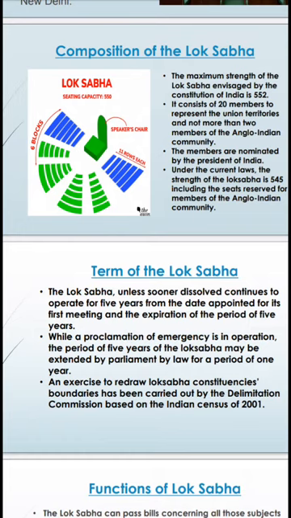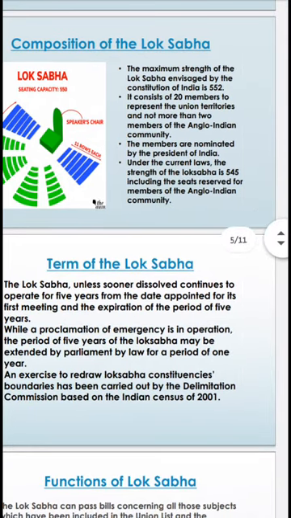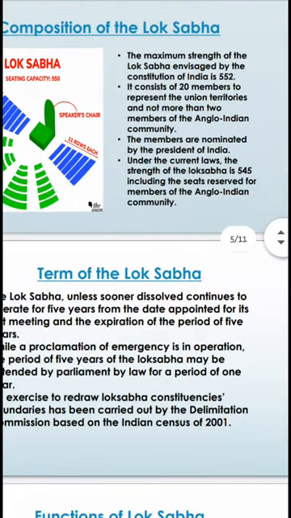Now I am going to the next slide, which is written Composition of the Lok Sabha. Here in the picture you can see a summary of the composition, besides which I have written the points which will really help you in the study of the chapter. The first point is the maximum strength of the Lok Sabha envisaged by the Constitution of India is 552. This is a very important information. You should note it down in your copies.